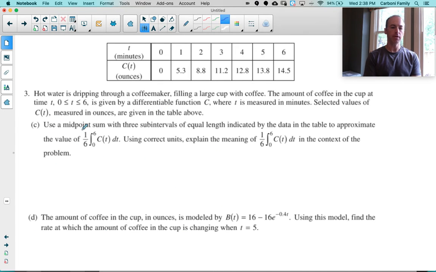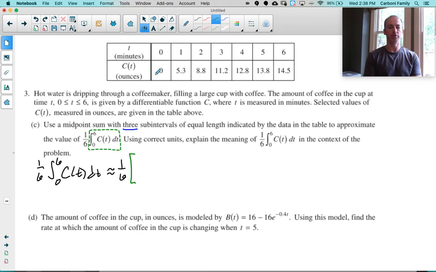Number C, use a midpoint Riemann sum with 3 subintervals of equal length indicated by the data in the table to approximate this integral. Now remember, the Riemann sum, or a trapezoidal, if they ask for a trapezoidal approximation, only approximates the definite integral. The 1 over 6 is not part of that. So the integral from 0 to 6 of C of t is going to be approximately, this is an approximation, the 1/6 is not part of the Riemann sum.